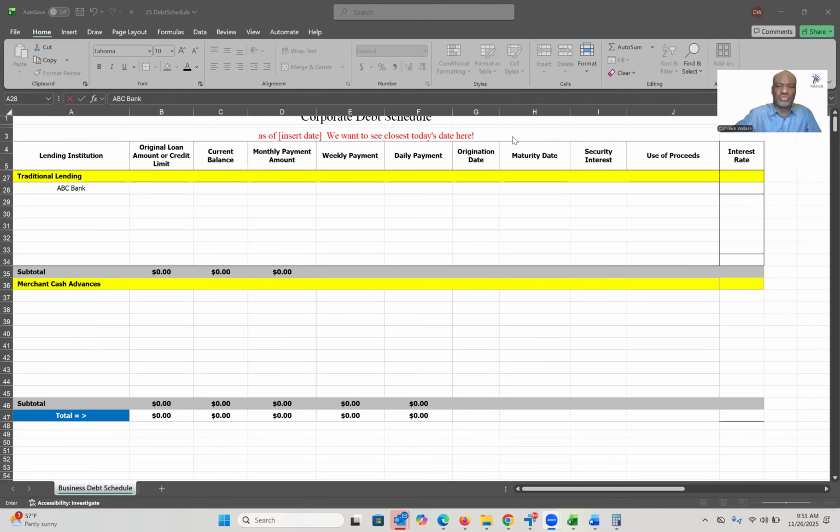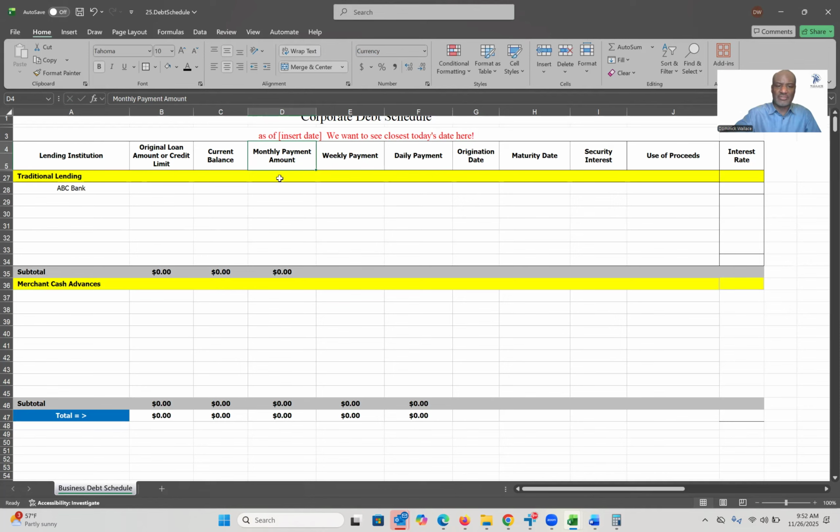Really quickly, I want to go over what each of these items means. Lending institution would be the bank or some private lender or mortgage company, whatever that traditional lending institution is. Now, the merchant cash advances, these are the lenders where they take funds out or you make payments. Typically, they'll withdraw the funds from your bank account either on a daily basis or a weekly basis, very seldom on a monthly basis. That's usually with the traditional lending institutions.